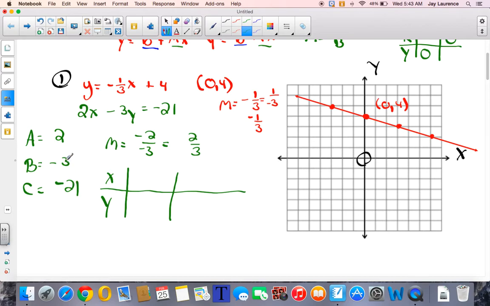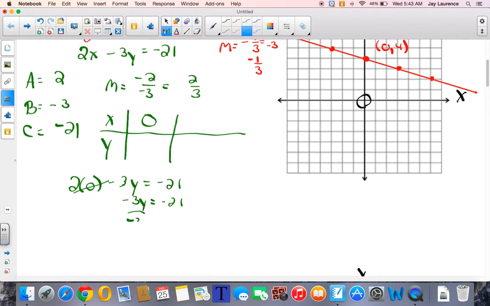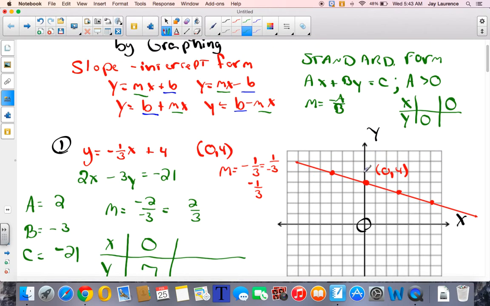I know that -3 goes into 21. B is attached to y, so I'm going to find the y-intercept. So let me see here. I'm going to take 2 times 0 minus 3y equals -21. And that will turn to 0. I'm going to get -3y equals -21. And dividing by -3 on both sides, y is going to equal 7. So my y-intercept is going to occur at (0, 7), which I believe is right there.